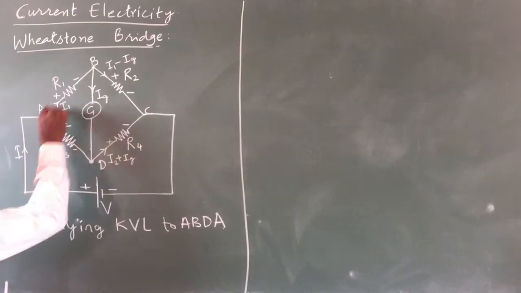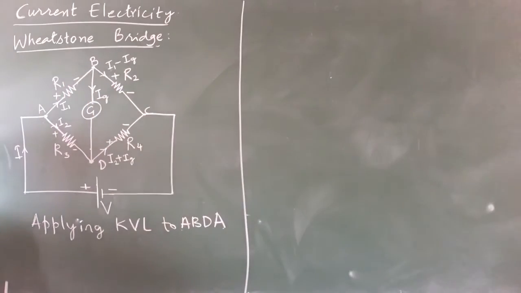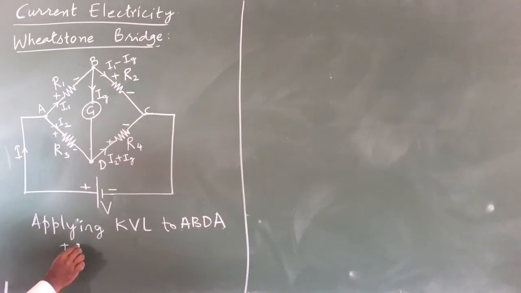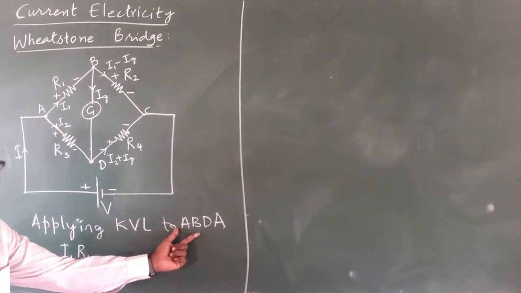So going from A to B, what is my current here? It is I1 and it is with a plus sign. So I am going to take it as plus I1. Then what is the resistance there? It is R1. So I am going to take it as R1. So I am done with this A to B part.